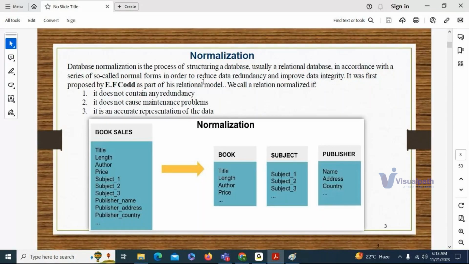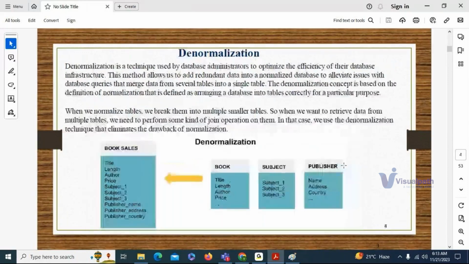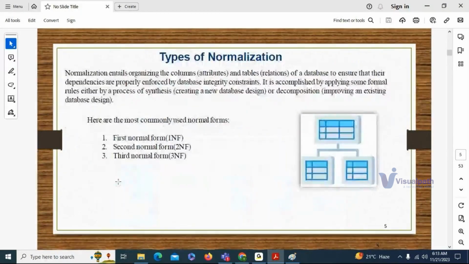So normalization, as I told you, is where you split one particular table into small chunks so that the transaction inserts and updates will be super fast. Denormalization is where you merge all these tables, if possible, and put them into one table. If possible. It is not that you must be doing all that.